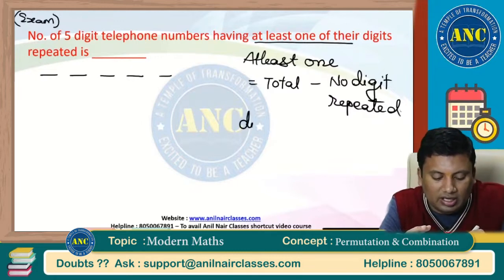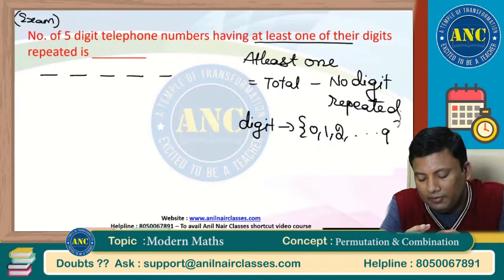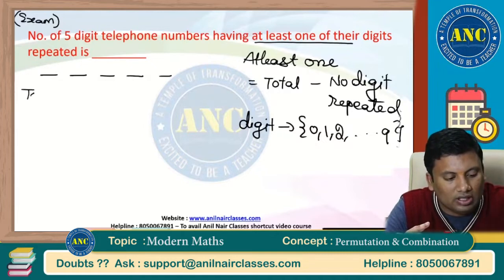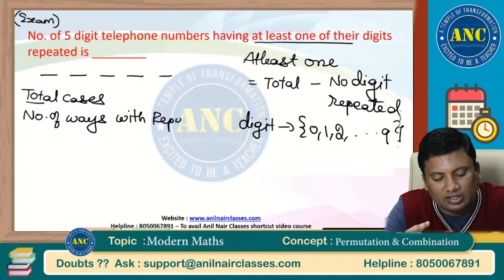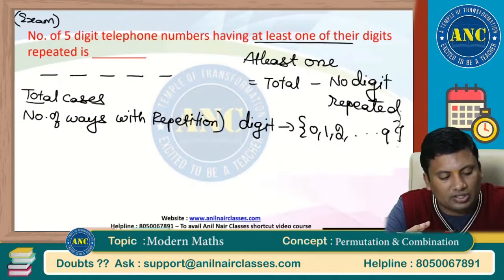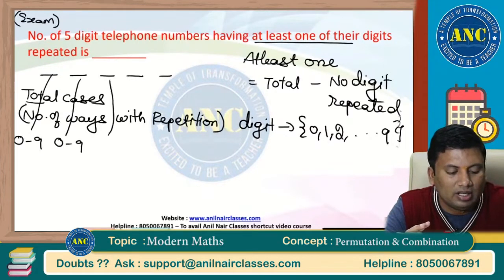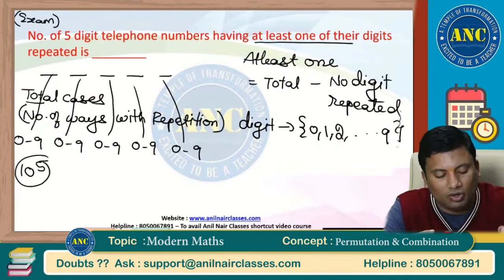So, how many digits in general do we use? We use all the digits from 0 to 9: 0, 1, 2 till 9. Total cases means number of ways with repetition. With repetition means this can take 0 to 9, this can take 0 to 9, and so on for all five places. So it is 10 power 5, minus no digit repeated.